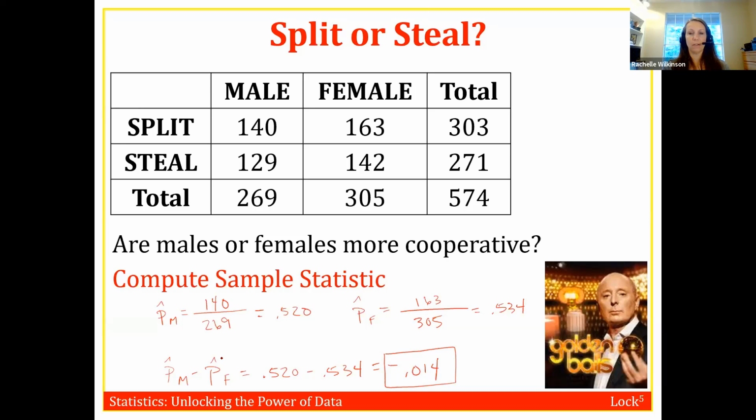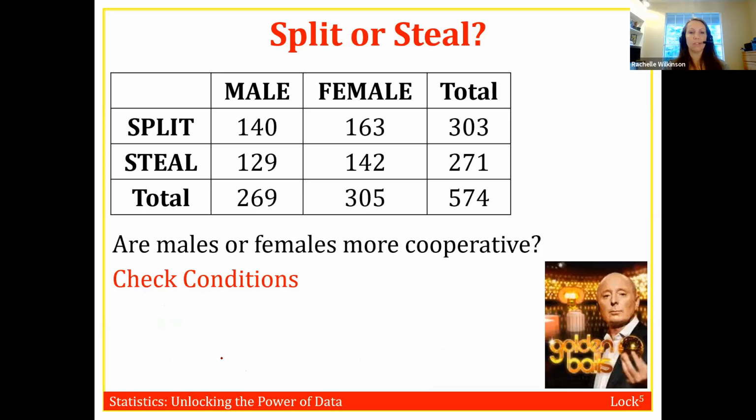So now I'm ready to start thinking about that hypothesis test as soon as I check my conditions. So remember the conditions has that huge long list. So N1 times P hat 1. So in this case, that would be NM times P hat M, and NM times 1 minus P hat M, and NF times 1 minus P hat F. I'm going a little bit out of order, sorry. So NF times P hat F. I've got all four things there.